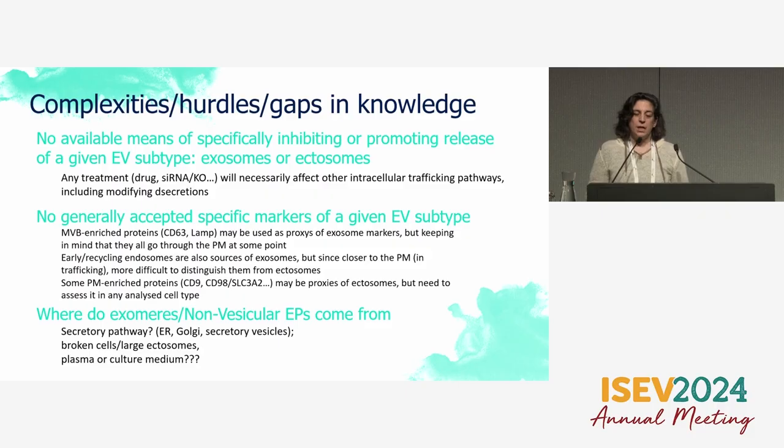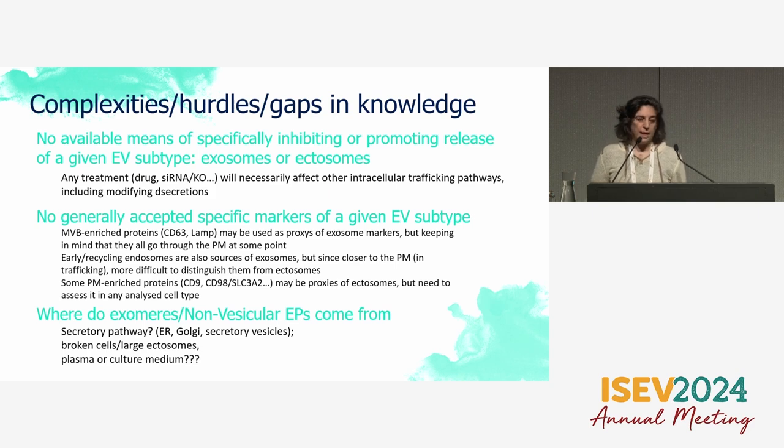The difficulty in characterizing exosomes versus ectosomes is that there are no generally accepted specific markers for a given EV subtype. You can say that CD63 or MVB-enriched molecules like LAMP may be used as proxies of exosome markers, but you must keep in mind that they all go through the plasma membrane at some point and thus may end up in EVs coming from the plasma membrane. And it's not only late multivesicular bodies that are sources of exosomes, but also other internal compartments like early or recycling endosomes.